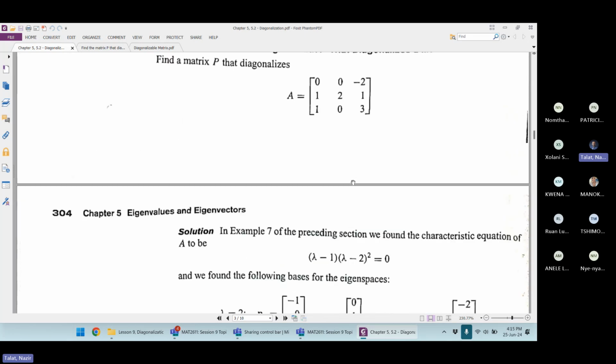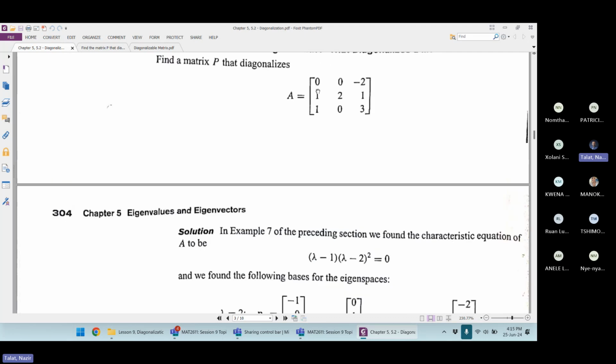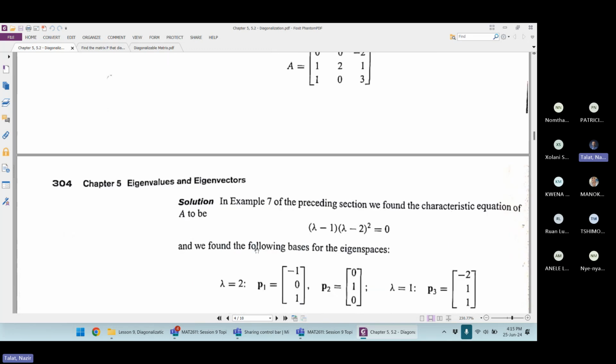And one can check that the sum of eigenvalues is always equal to the sum of the diagonal entries of a matrix. So the sum of 0 plus 2 plus 3, the sum of these diagonal entries, is 5. And here you can check the sum of eigenvalues. So the eigenvalues are 2, 2 and 1. 2 is repeated because the multiplicity of lambda minus 2 is 2. So 2 plus 2 is 4 and 4 plus 1 is 5. Here you can check whether the eigenvalues are correct or not.